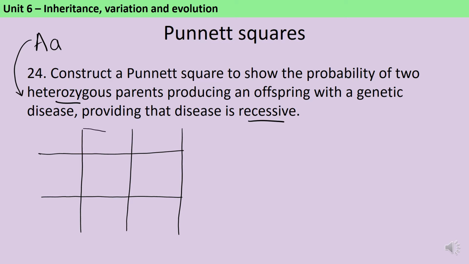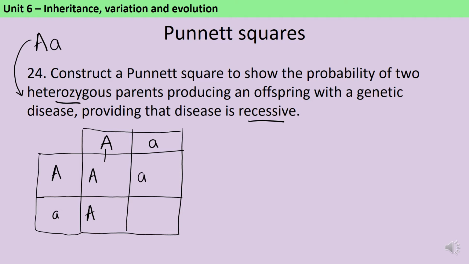So the top and the side of the Punnett square represent the gametes, so the sperm and the egg. And since my parents are heterozygous, each one of them will have 50% of the gametes carrying the dominant allele and 50% carrying the lowercase allele. So those are my gametes. And then in the main boxes of the Punnett square, I'm just going to match up. So here I'm going to have capital A, and here I'll have lowercase a.